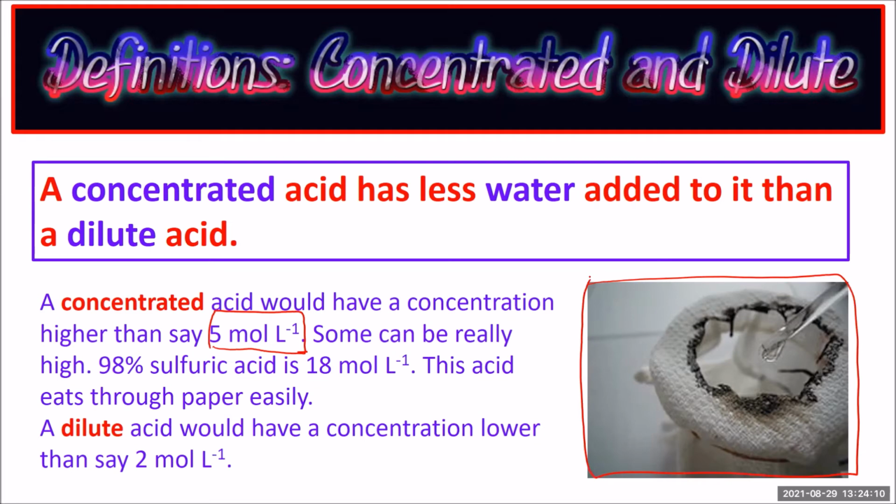A dilute acid though would have a concentration probably lower than 2 moles per litre. So there's no exact point where you can say that is dilute and that is concentrated. These are comparative terms. So we look at an acid that's more concentrated than another one or more dilute than another one, rather than absolutely that one is dilute. But there's a bit of a general idea there. If it's more than 5 moles per litre, you can call it concentrated. If it's less than 2 moles per litre, you can call it dilute.